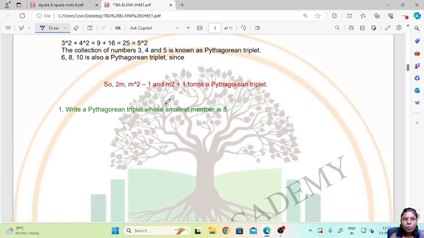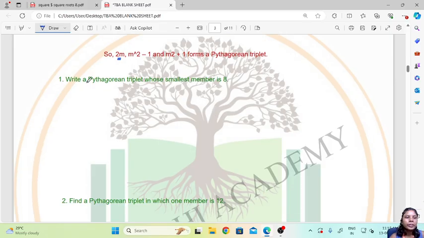The general formula now to find this is you have to start with 2m, where m can be any number, m square minus 1 and m square plus 1. So now the first problem is write a Pythagorean triplet whose smallest member is 8. So if we are having 3 numbers, the smallest value has to be 8.